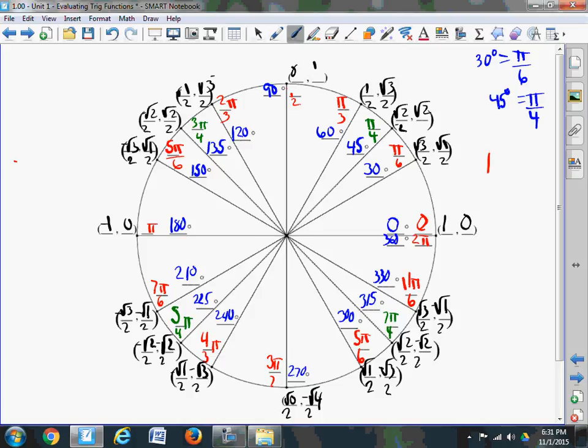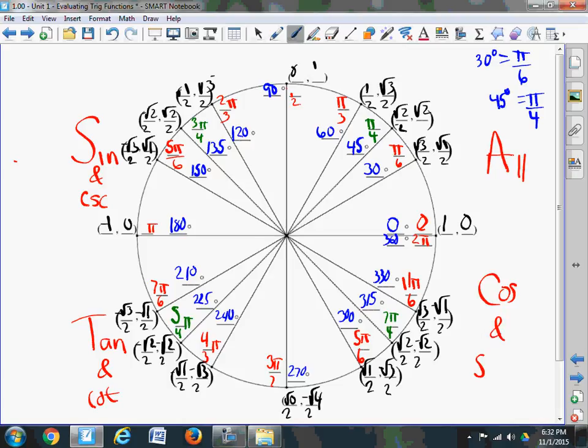There's also different acronyms or mnemonics, but you can just remember ASTC. This means that all are positive, sine is positive, tangent is positive, cosine's positive, and then the reciprocals would be true. So this would be sine and cosecant. Oops, cosecant. That's ugly. Try that again. Sine and cosecant, tangent and cotangent, cosine and secant. So if you need a fast way to remember what's positive, what's negative, these are just remembering the positive ones.